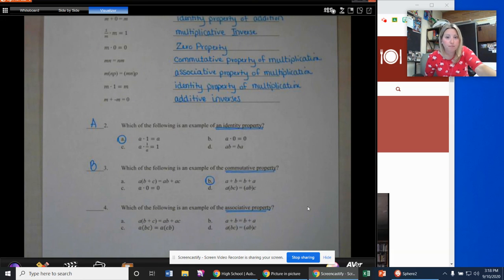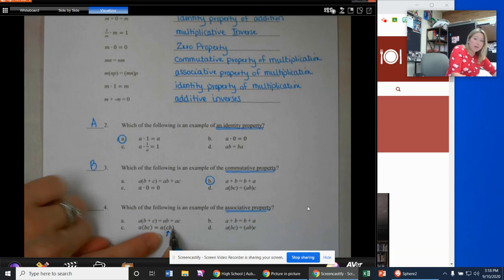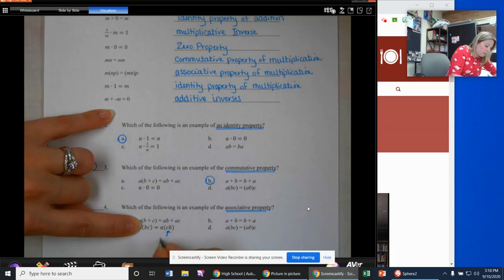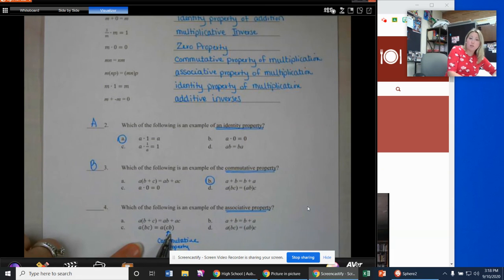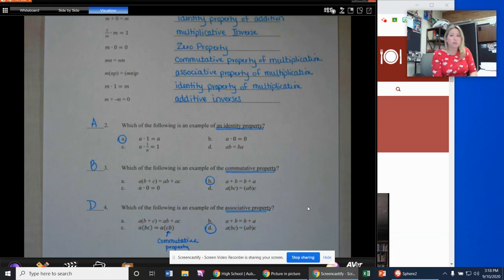Did you find it? Look, this is trying to mess you up. This, the group didn't change. The group is still BC being multiplied together. This is actually the commutative property. Okay, so be careful. The group actually being changed, that's the associative property. So it's actually choice D. Be very careful about that.